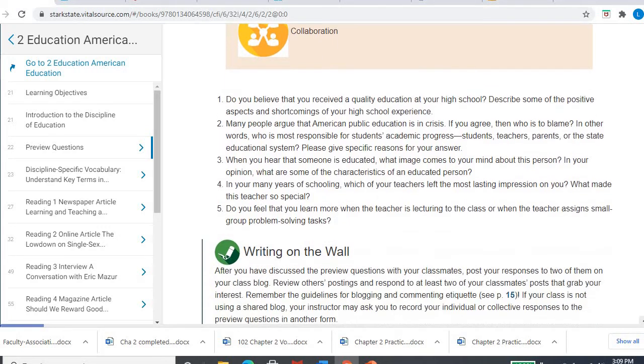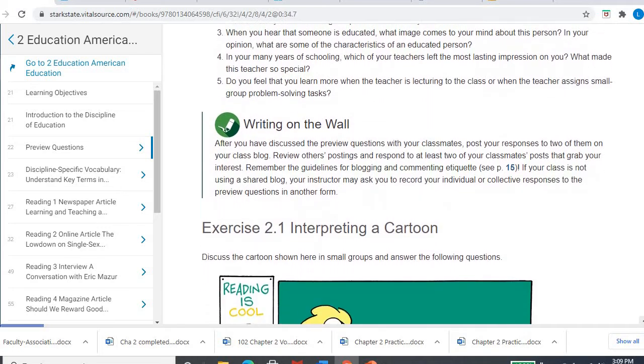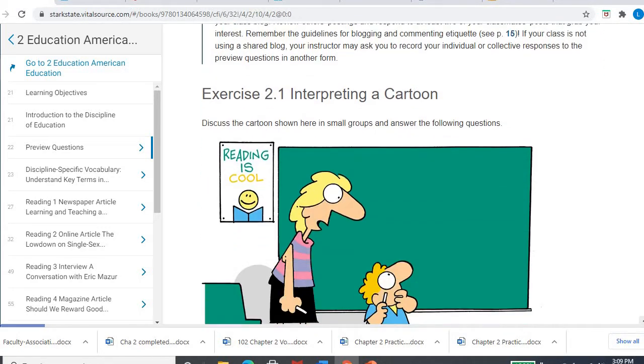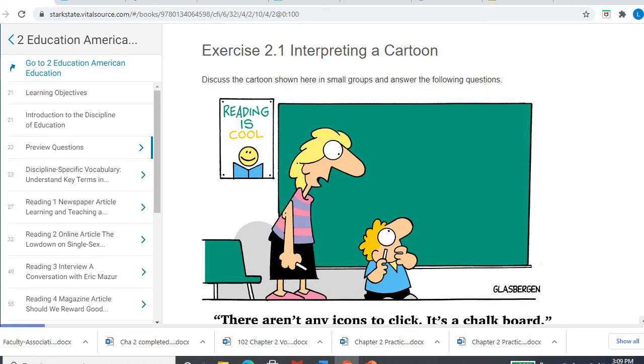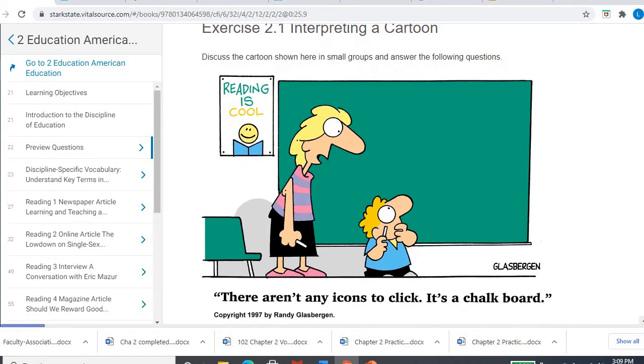And then from there are some warm-up items. I always chuckle at this one. I think maybe because I have kids now and this fits with them, because when I was in school, we didn't have smart boards in the classrooms. That was something that came toward the very end of my education. So there's a teacher here and a little kid with a piece of chalk and clearly a chalkboard, and the child is saying there aren't any icons to click. It's a chalkboard. The teacher's trying to explain to him, he's very puzzled. He cannot figure it out.